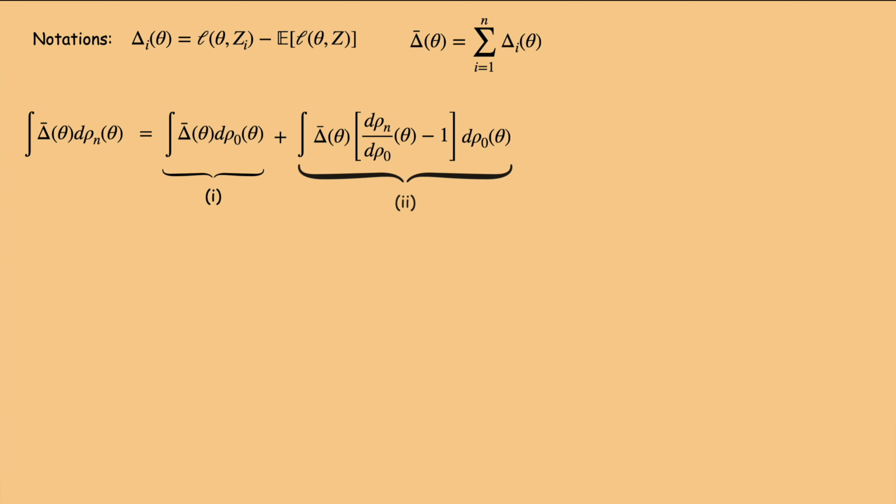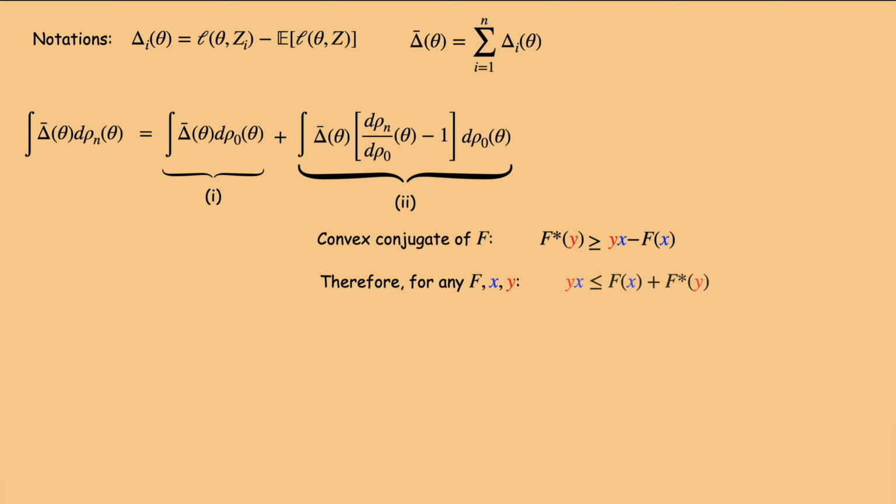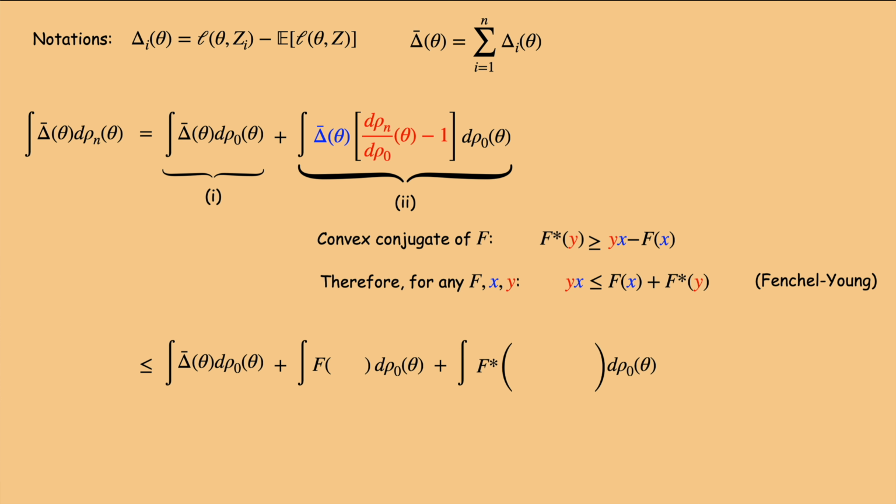The term II on the screen is further decomposed by using Fenchel-Young's inequality, which we recall here. In our case, the convex conjugate of a function f is defined as the following f star, and therefore for any x and y, xy is always smaller than f of x plus f star of y. Now take the term II, and applying Fenchel-Young to x equal to delta bar of theta, and y equal to d rho n on d rho 0 of theta minus 1, we obtain the following bound for some function f to be specified later.